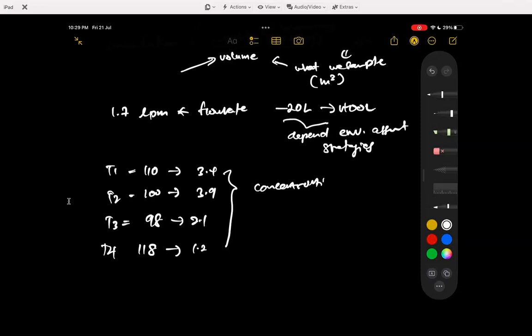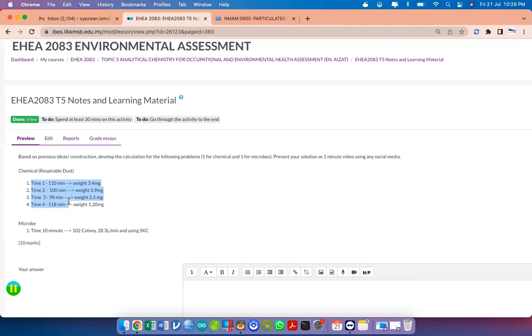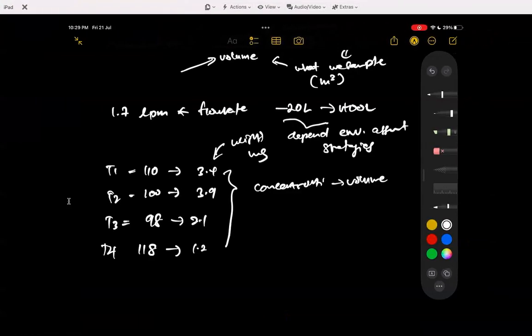It's very easy. First, we need to know the volume, because we already know the weight. The weight is given here in milligram, already provided inside the question. So how to calculate the volume? First, you need to decide the flow rate. The volume is equal to flow rate times time divided by 1000. That is the formula to calculate the volume.